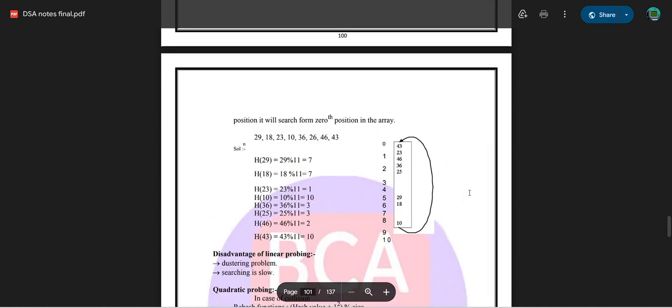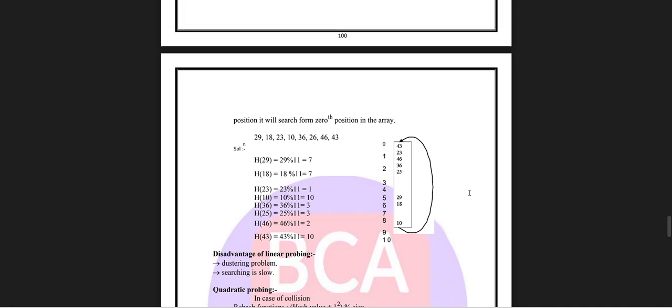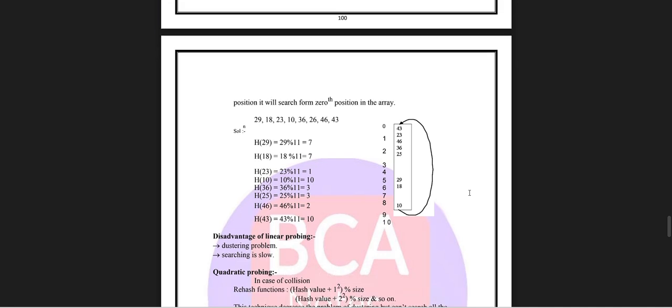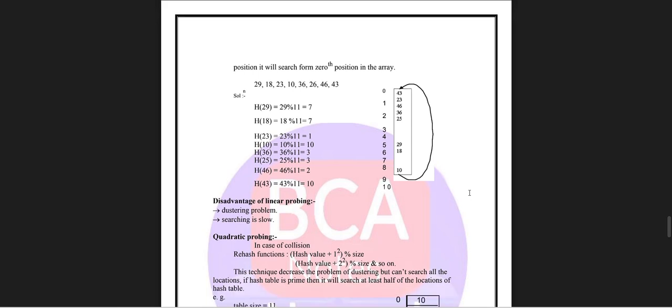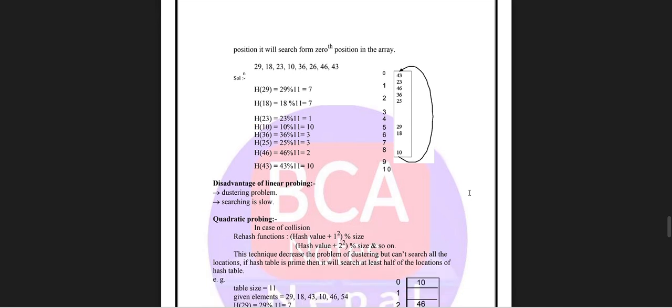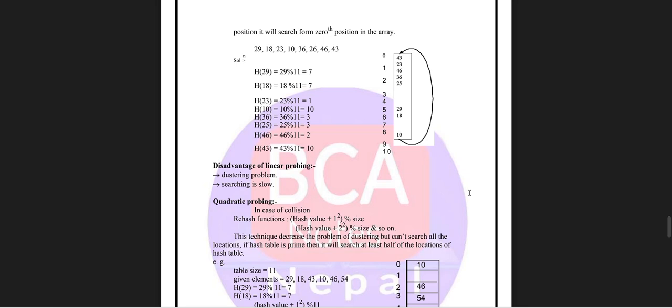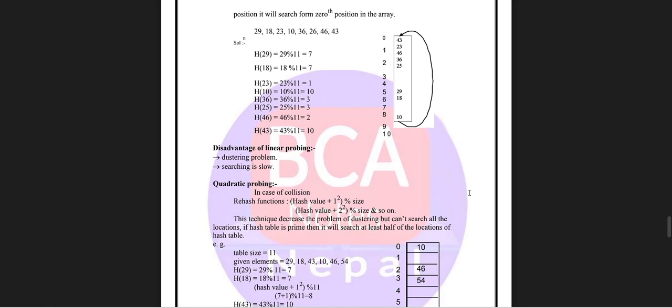Position will search 0 from position in the array 29, 18, 23, 10, 36, 26, 43. 29 % 11, 18 % 11, 23 % 11, 10 % 11, 36 % 11, 25 % 11, 46 % 11, 43 % 11. Disadvantage of linear probing: clustering problem, searching is slow.